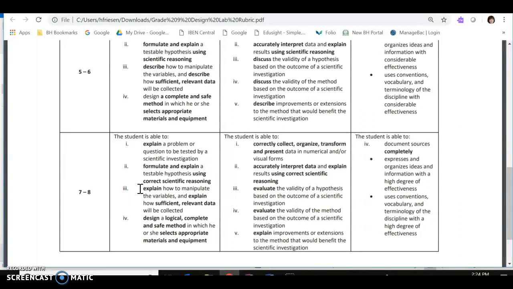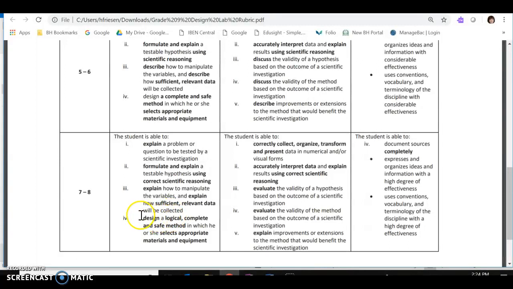We also need to know how you're going to collect sufficient relevant data. How much data do you think is sufficient? Does the simulation put any limits on this? Does the simulation have anything that takes away from the real world experience? Keep note of that, and you can talk about that later in the end of your lab report too.